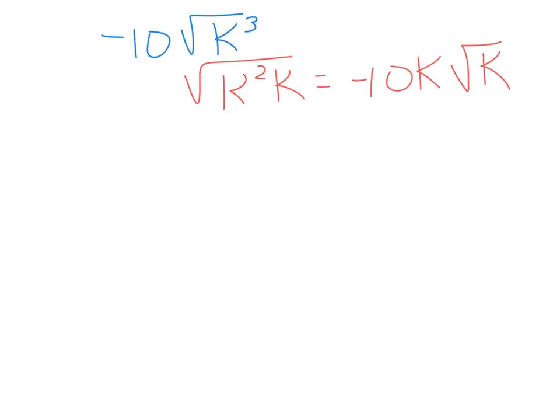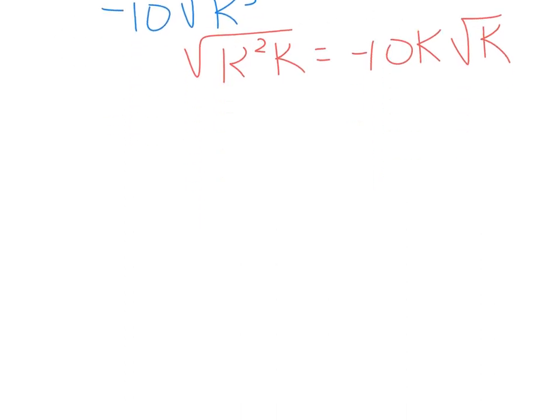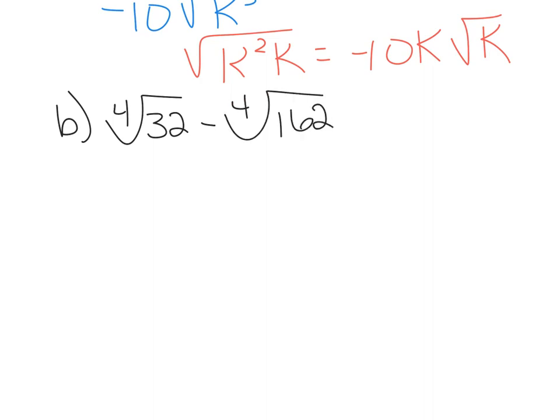Letter B says the fourth root of 32 minus the fourth root of 162. And if I'm not mistaken, we did both of these. We simplified back in example 2. So you can refer back to example 2 if you are confused about those two terms. But we have another term here, minus the fourth root of 2 over 81. All of these three terms we simplified back in example 2.